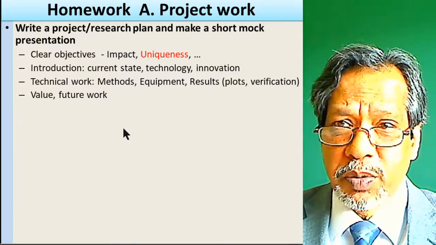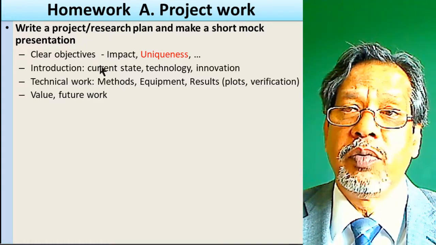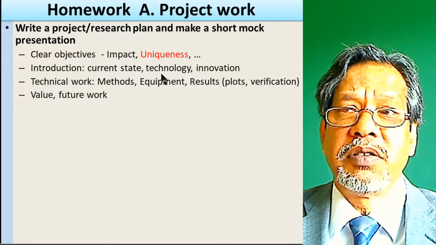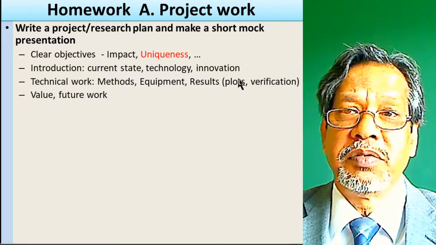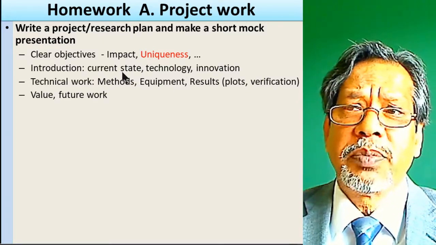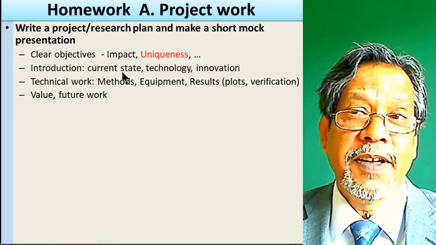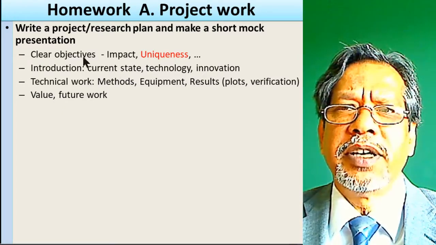This is how you are going to prepare it. Current state: what the current state of research is, what has been done, technology, innovation, who is doing what kind of work. But what has not been done? What are the problems with it? The current state of technology. Okay? Why you are doing that, that relates to that objective.